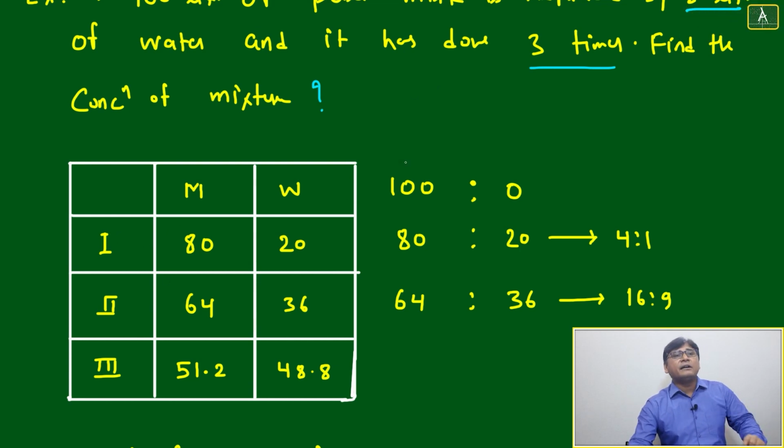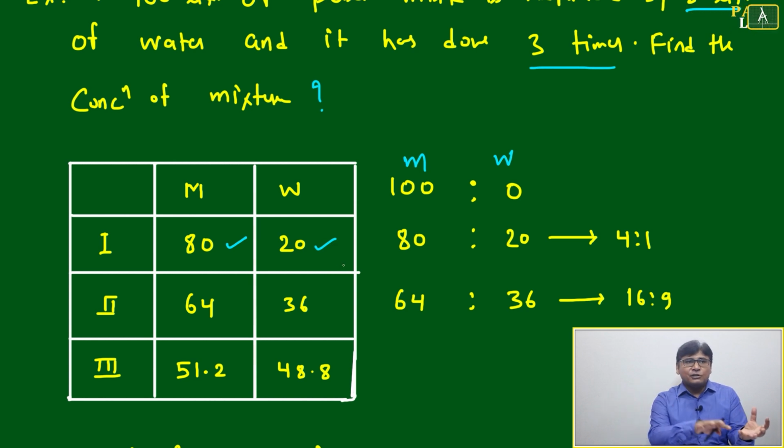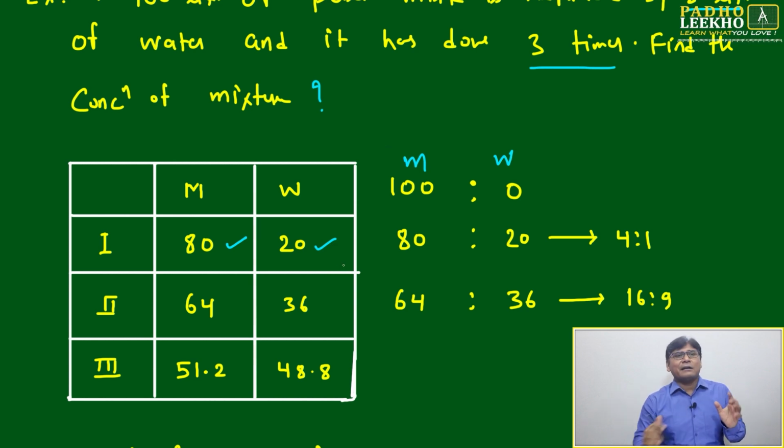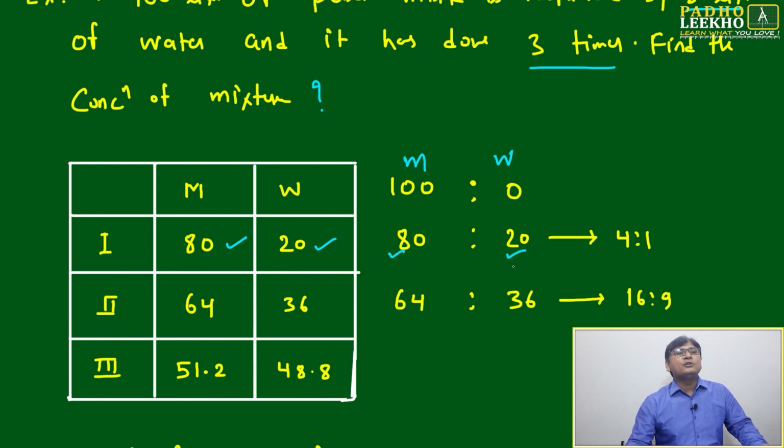It was pure milk, 100 liters of milk was there, this is your milk, this is your water. From 100 liters of milk you have removed 20 liters, then milk will become 80 and water will become 20. We are replacing with the water. Existing was 100 liters milk, 0 liters water. Water is not there. Now 20 liters we have taken out, 20 liters we have mixed with water. Then after the first operation, 80 liters milk, 20 liters water. What is the ratio? 4:1.